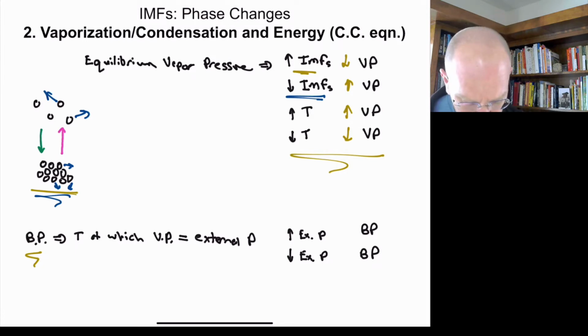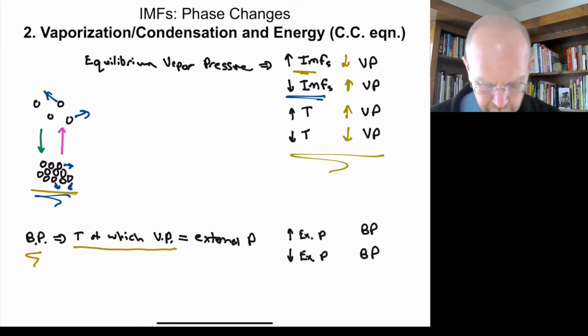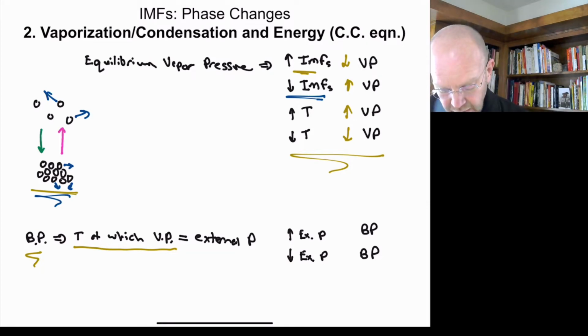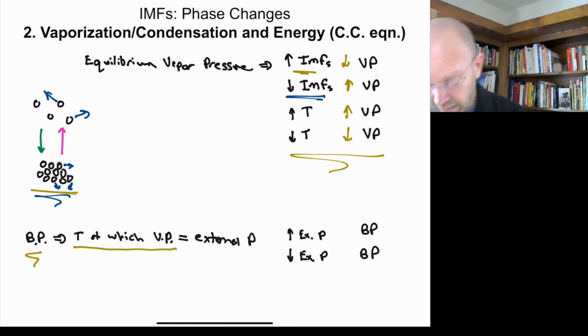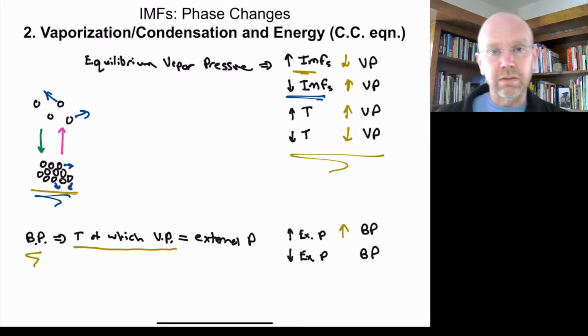So this is an important definition. The boiling point is the temperature at which the vapor pressure is equal to the external pressure, right? And if the external pressure goes up, conversely, this is another relationship here. If the external pressure goes up, what's going to happen to the boiling point? What do you think? If the pressure goes up, you're pushing atoms or molecules back into the liquid, right? It's going to require a higher temperature to get them out. So if the external pressure is up, the boiling point is also going to go up.